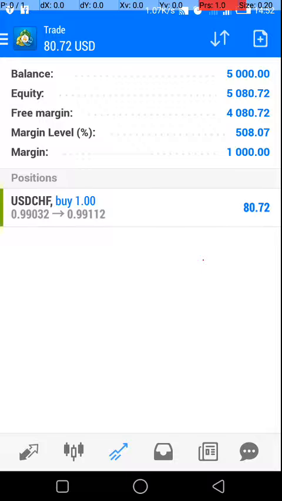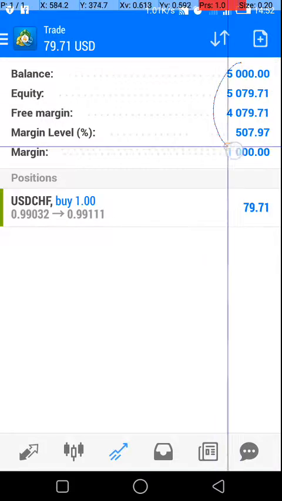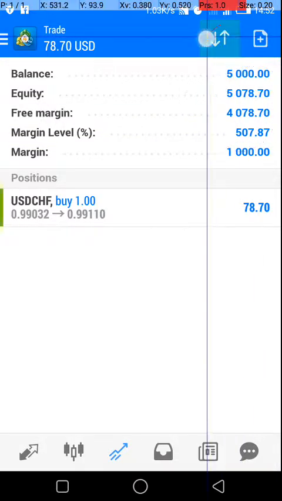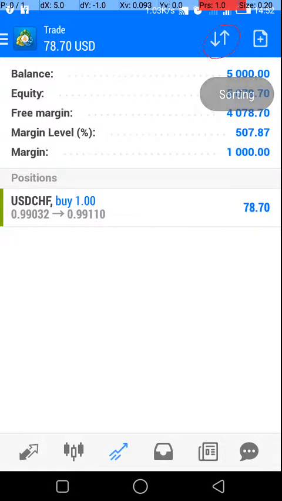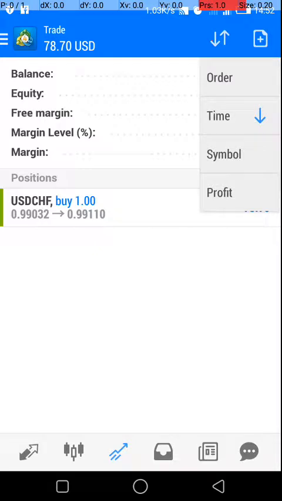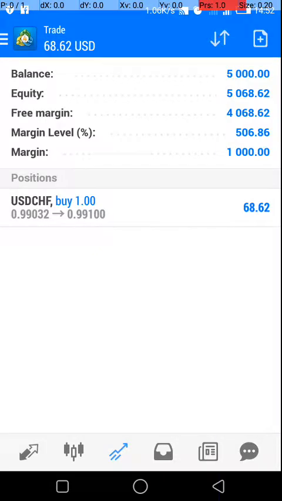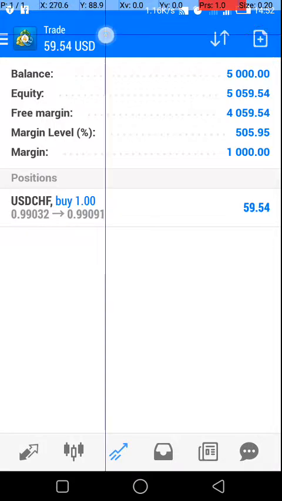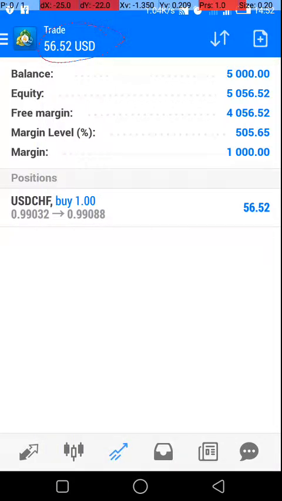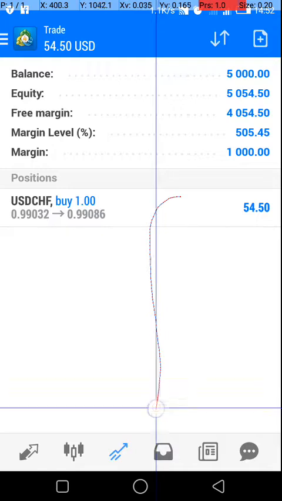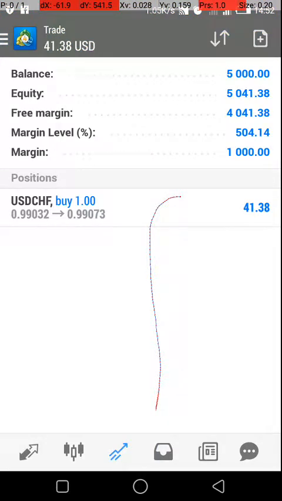So let's go to this part here. Okay, if you have more positions, this one will arrange them according to order, time, symbol, and profit. Since I have only one trading position, there is no need for that. Then if you want to open another position, you can tap this one. And this is the total profit or loss that you have from these trading positions down here.